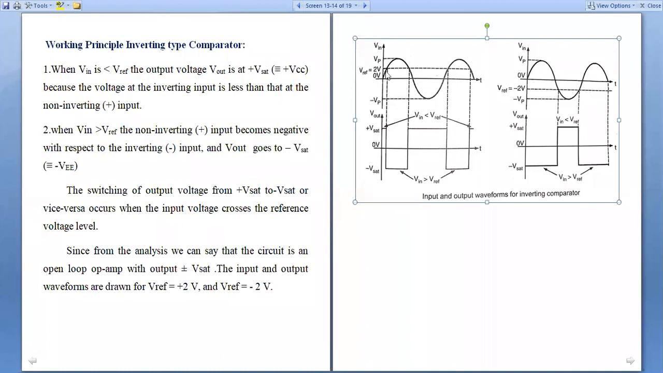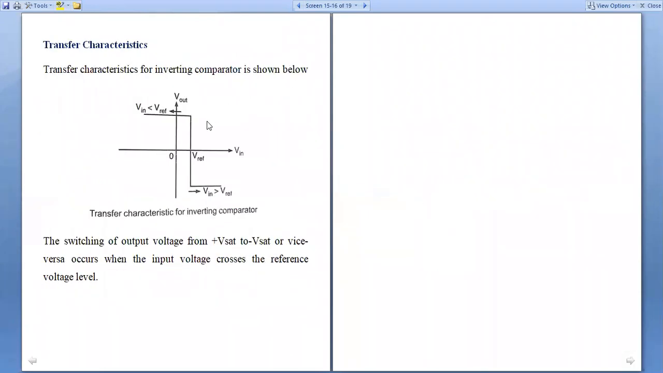Okay, after the behavior of positive reference voltage, we analyzed the output waveform, and next we analyzed the output waveform with the existence of minus 2 volts here. Okay, so if we explain further, these are the transfer characteristics.